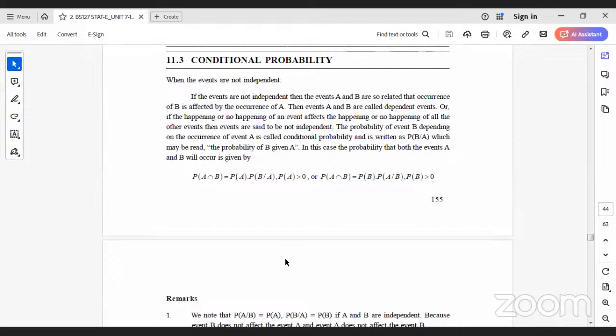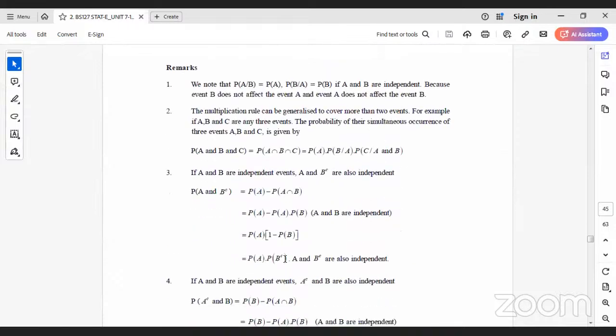As said earlier, in conditional probability this remark is the most important. We note P of A intersection B is equal to P of A into P of B given A, which is equal to P of B into P of A given B. If A and B are independent, then the event A does not affect event B, so it does not affect event B also.